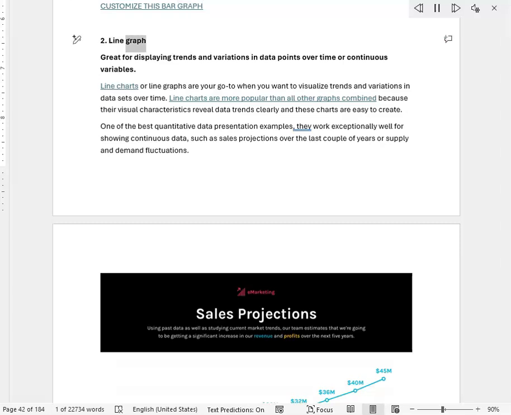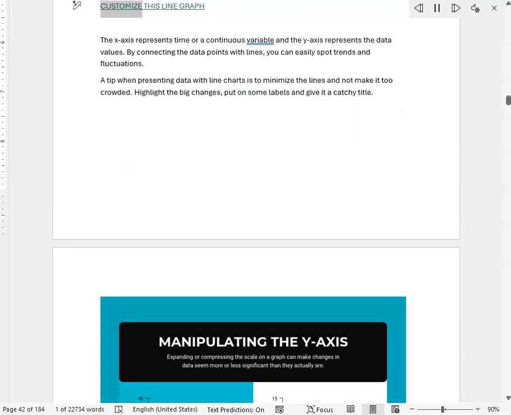2. Line graph. Great for displaying trends and variations in data points over time or continuous variables. Line charts or line graphs are your go-to when you want to visualize trends and variations in data sets over time. Line charts are more popular than all other graphs combined because their visual characteristics reveal data trends clearly, and these charts are easy to create. One of the best quantitative data presentation examples, they work exceptionally well for showing continuous data, such as sales projections over the last couple of years or supply and demand fluctuations. Customize this line graph.